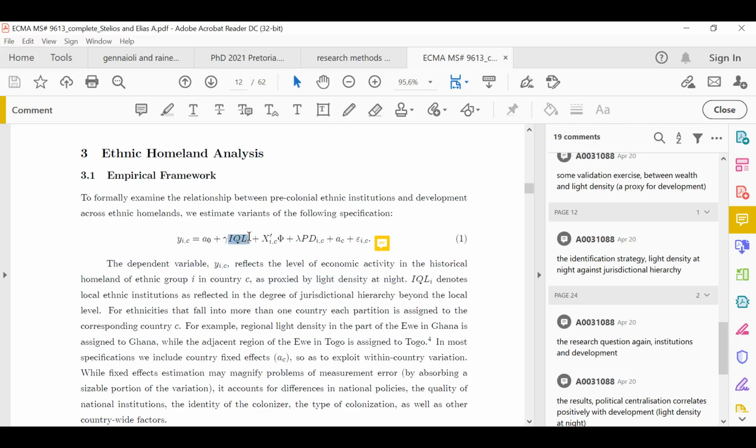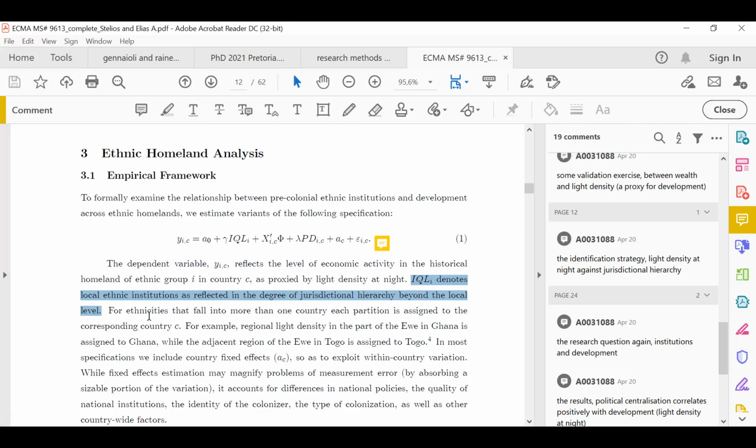And then there is this variable there, I_ic. They explain there that it denotes local ethnic institutions as reflected in the degree of jurisdictional hierarchy beyond the local level, right? So it's not a small group of people living together without state centralization. It's an index capturing the degree of state centralization in particular areas.